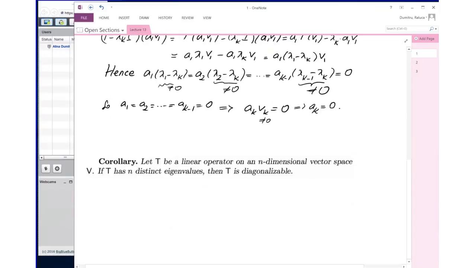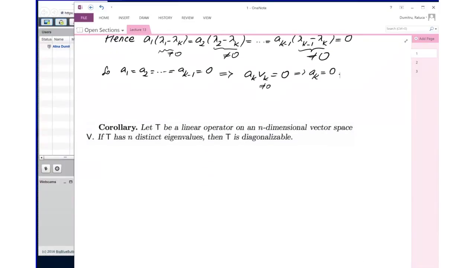Okay, as a corollary, it's something really useful in applications, this one here. So let's say you have a linear operator on an n-dimensional vector space that has n distinct eigenvalues. Then T is automatically diagonalizable, so V has a basis of eigenvectors for T. So let's say lambda 1 through lambda n are all the eigenvalues of T which are distinct.